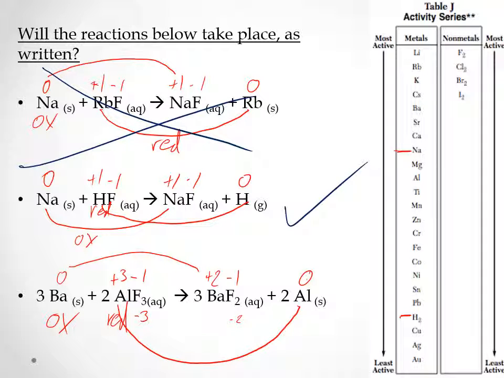For this reaction to take place as listed, barium would have to be higher up on table J than aluminum. Let's see if it is. I see barium right here near the top. Aluminum is kind of in the middle. Barium's listed higher, so barium is the one that should be oxidized. So once again, this reaction looks pretty good. We could expect that to happen.